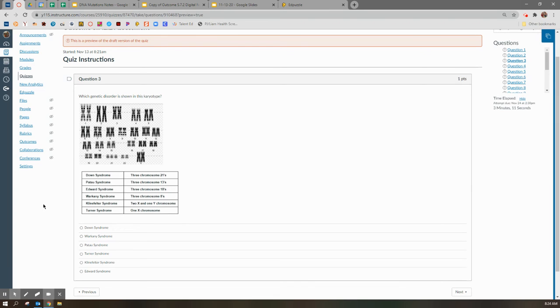Question 3. Which genetic disorder is shown in this karyotype? Is it Down syndrome, Warkany syndrome, Patau syndrome, Turner syndrome, Klinefelter syndrome, or Edwards syndrome?